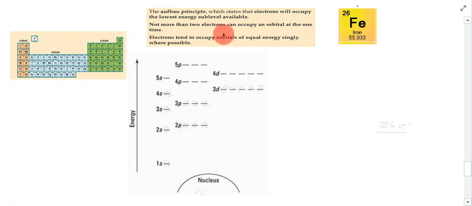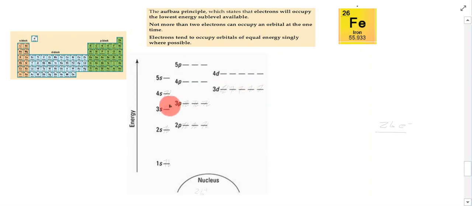Not more than 2 electrons can occupy an orbital at any one time. So within each of these orbitals here, which is represented by the dashed line, you can have a maximum of 2 electrons. And electrons tend to occupy orbitals of equal energy singly where possible. So for example here, instead of these doubling up, they'll fill everything singly, and then whatever's left over they'll double up, just like what we've seen here.